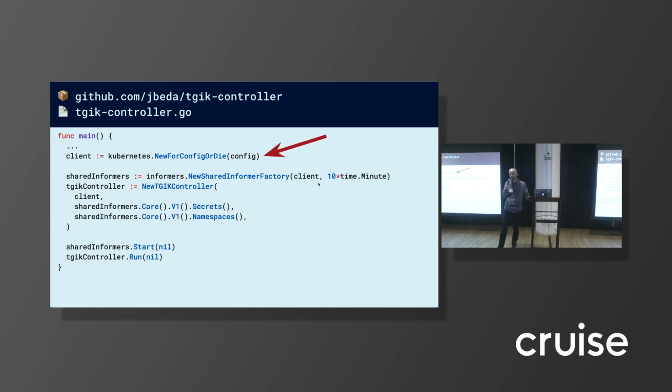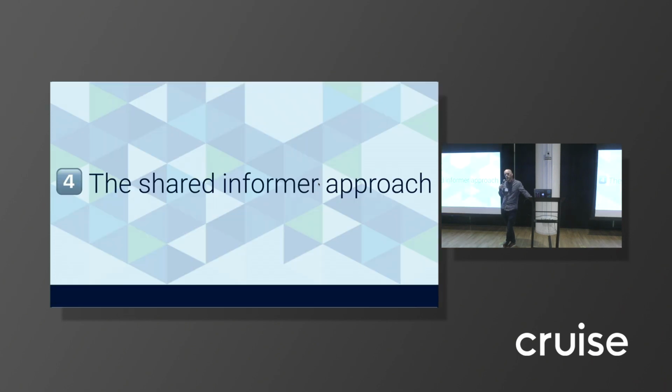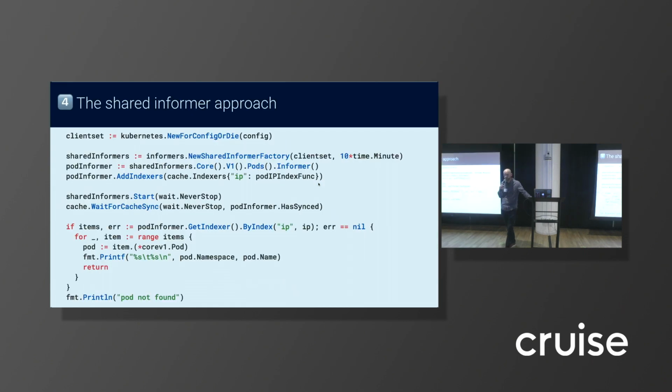One is he has a new config or die method, which means you don't have to error check anymore. It'll just panic and exit. So we can use that in our script. And then you create this new shared informer factory. And then the factory will give you informers that will inform on certain types of resources, such as secrets or namespaces in this example. OK, since we're almost out of time, we will just run quickly through the shared informer approach to see if this works for us.